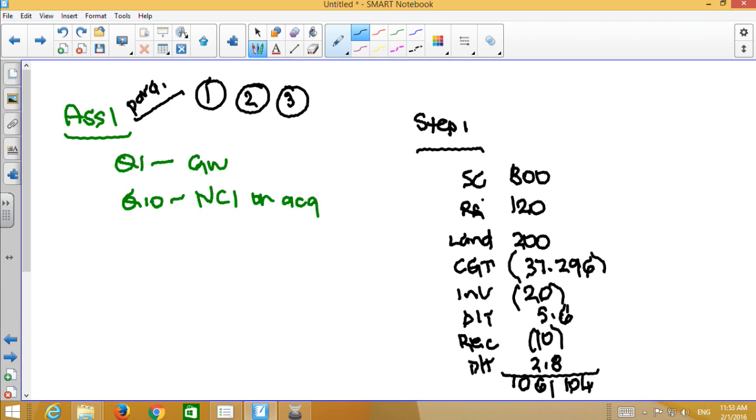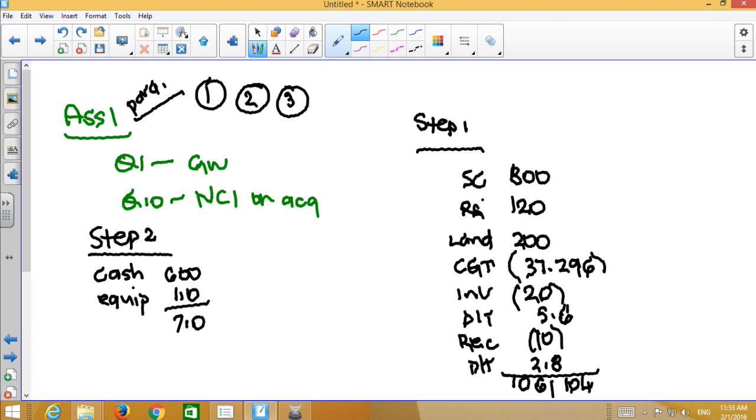Share capital 800, retained earnings 120, increase land, put in tax, decrease inventory, put in tax, decrease receivables, put in tax. Yeah? Okay. Then step 2 was the consideration. So there was some cash and there was some equipment. Is that right? 600 of cash and 110 of equipment, and there wasn't even an adjustment on the equipment because they said the fair value and the carrying amount were the same. But if it was different, we would always use fair value.